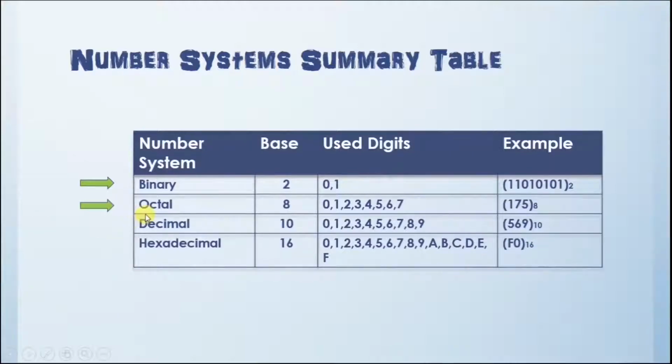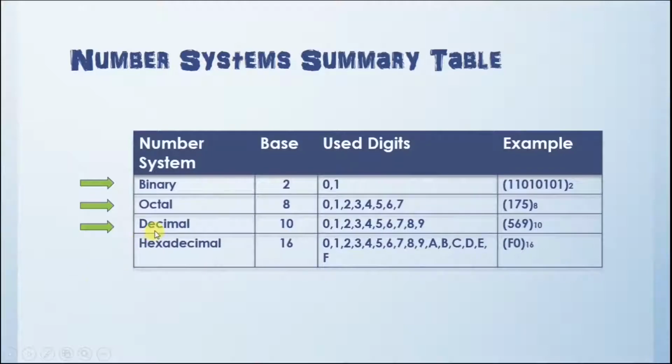The next number system is octal that has the base 8 and it has digits from 0, 1, 2 till 7, means it only has 8 digits. And you can see the example here, 175. So we can see that each digit lies between 0 till 7. We cannot use digits greater than 7 here, as the number does not remain octal anymore.